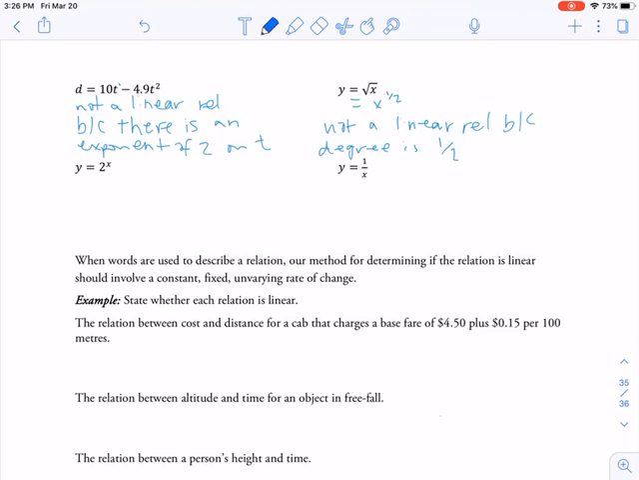Alright, so we just finished off the last video by doing these two examples, and I'm going to finish the lesson now by doing the remaining examples, of course. Alright, so first thing to look at is here: y equals 2 to the x.